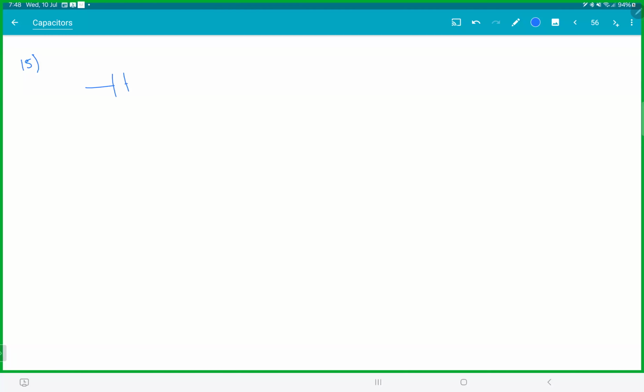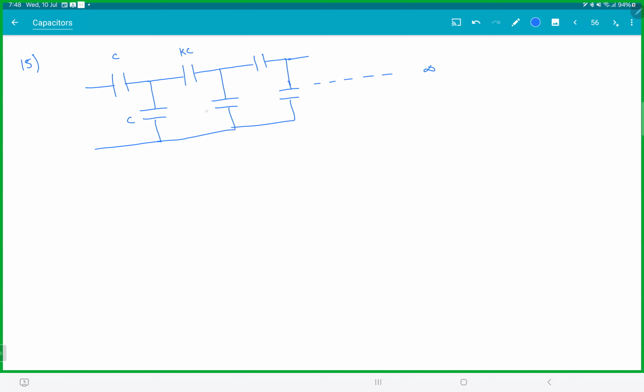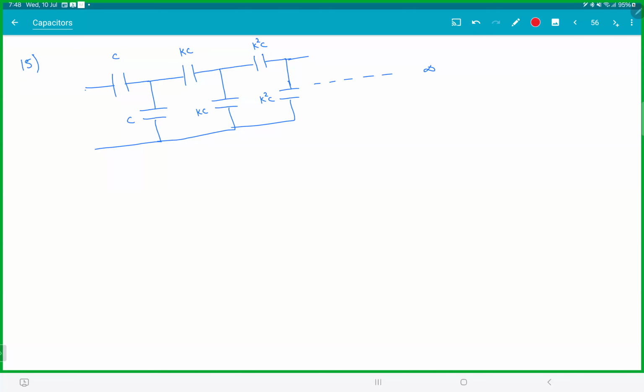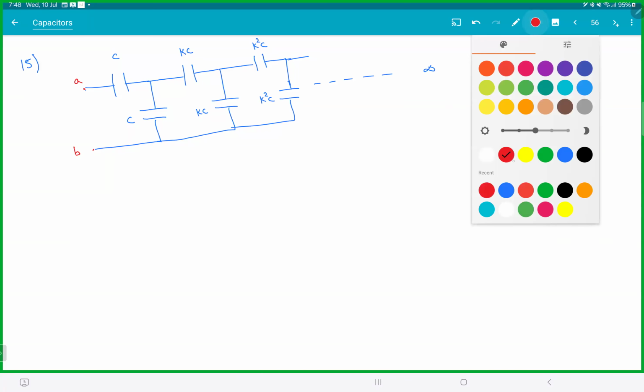15. Let's say we have a capacitor, capacitor, capacitor, capacitor, and so on till infinity. It's an infinite grid. This capacitance is C, this is C, this is Kc, this is Kc, this is K square C, this is K square C, and so on. Meaning every time the capacitance is becoming K times multiplied. The standard question is when K is 1. So this is A and this is B. It's an infinite grid. Find CAB.